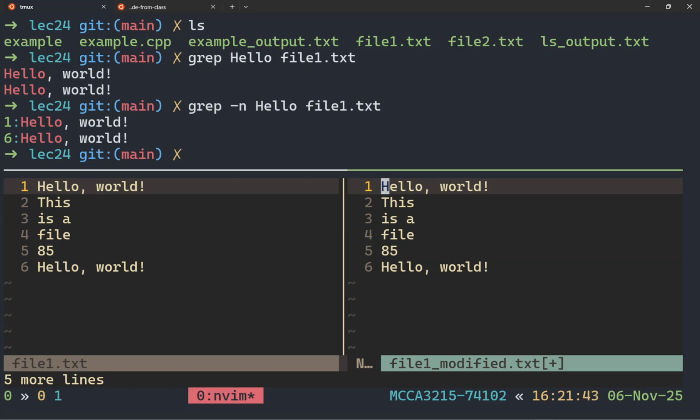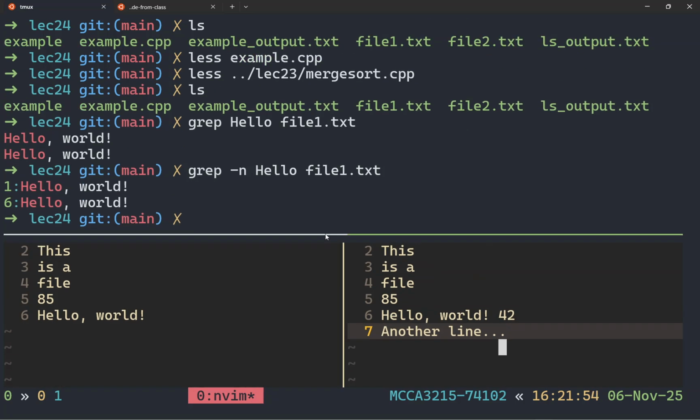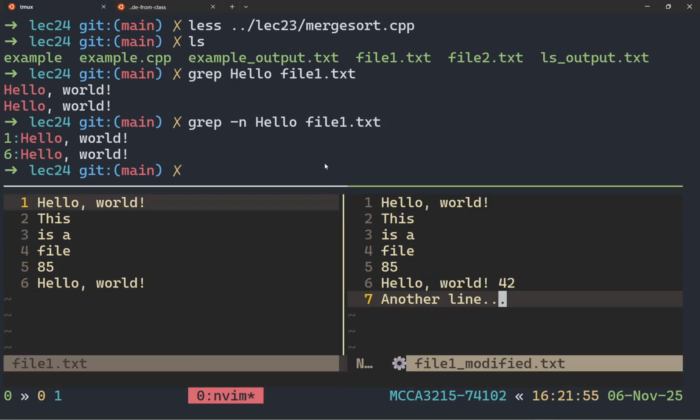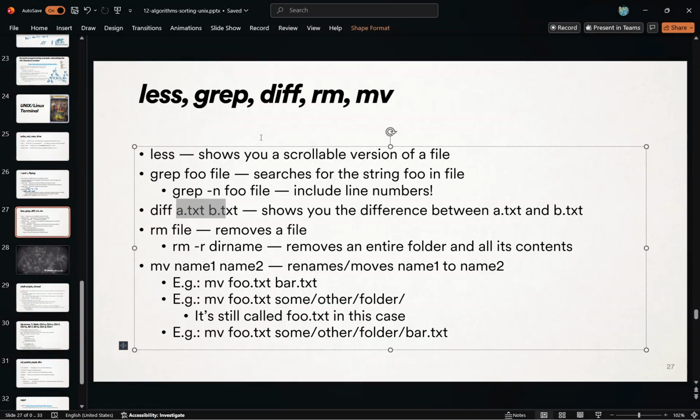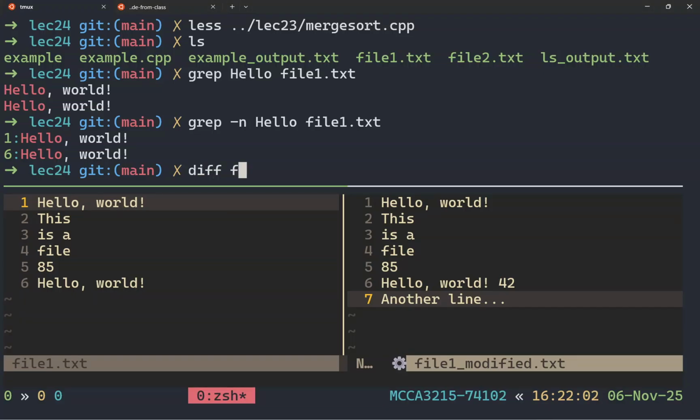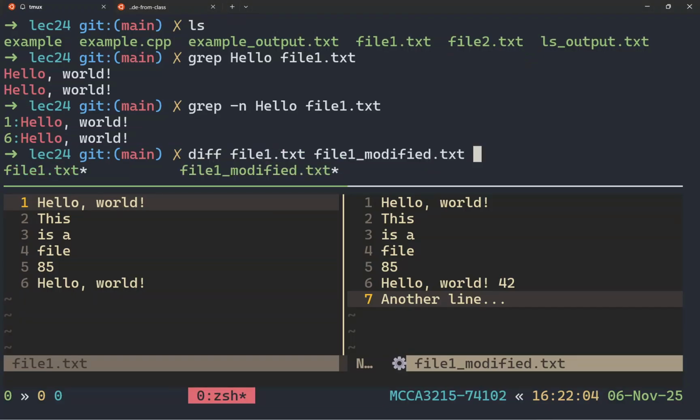What do I want to do differently? Let's say, I don't know, hello world 42, and I'll add another line. There, I've changed them. So you can ask the diff command to tell you what is the difference between these two files in a nice, readable, compact way. You say diff, give the two names, file1.txt and then space file2.txt.